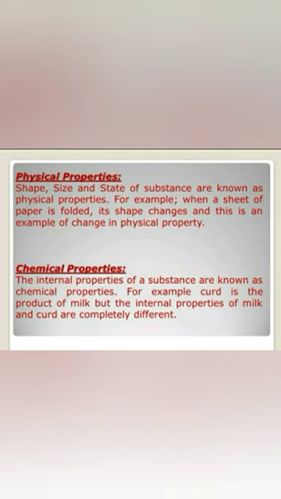Chemical properties. Chemical properties are the internal properties of a substance that are associated with chemical change. For example, formation of curd from milk. So here the internal properties of milk and curd are completely different.